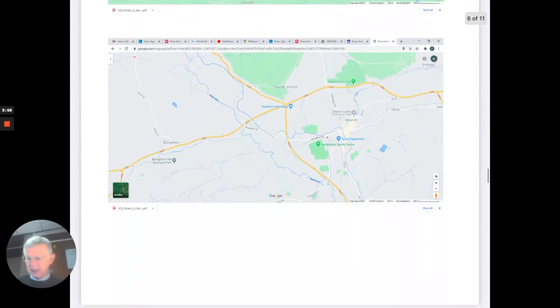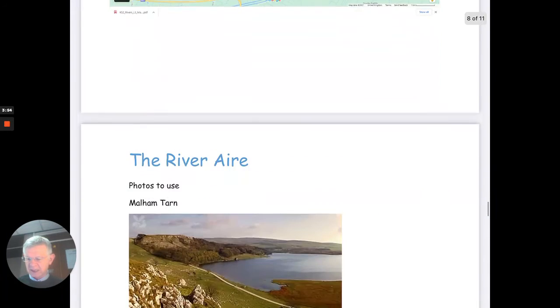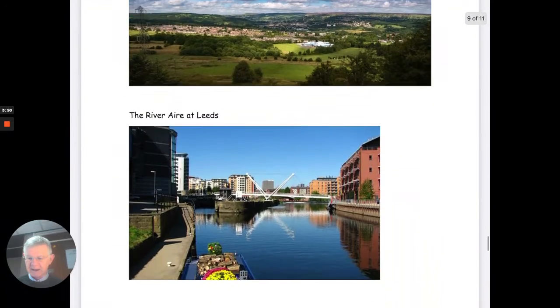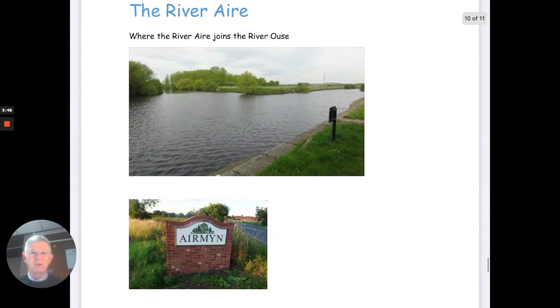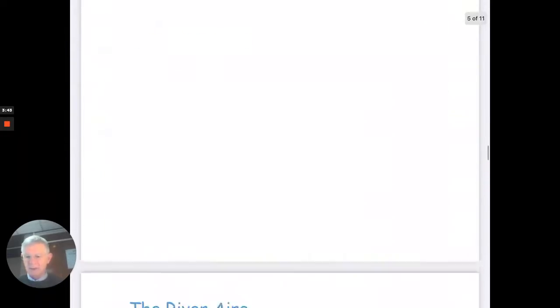So you can see you've got maps showing the river flowing through various towns and cities. You've got some photos that I've taken, we've put on here, of the Aire Valley as it flows through Leeds, etc, etc. So lots of information for you to be able to use.